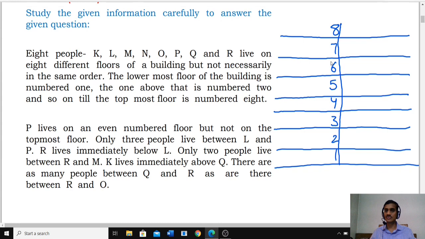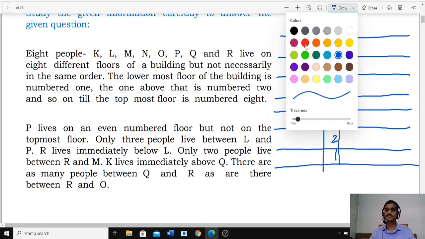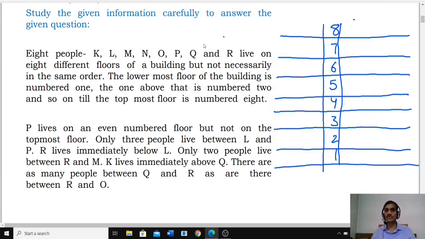Condition 1: P lives on an even number floor but not on the topmost floor. Where can P be? Not the 8th floor, but the 2nd floor is possible, the 4th floor is possible, the 6th floor is possible. So 3 possibilities come up. There is no other parameter here, so write down the third possibility as well.